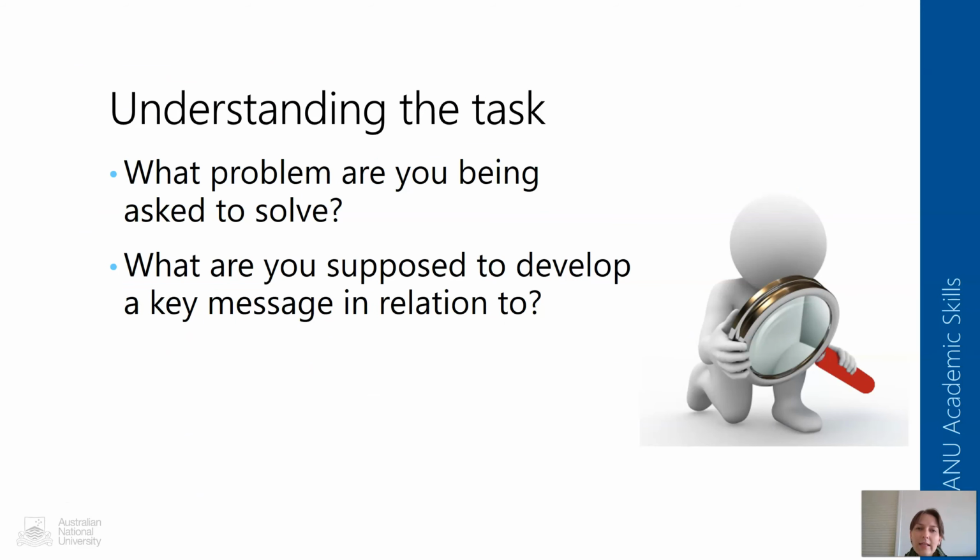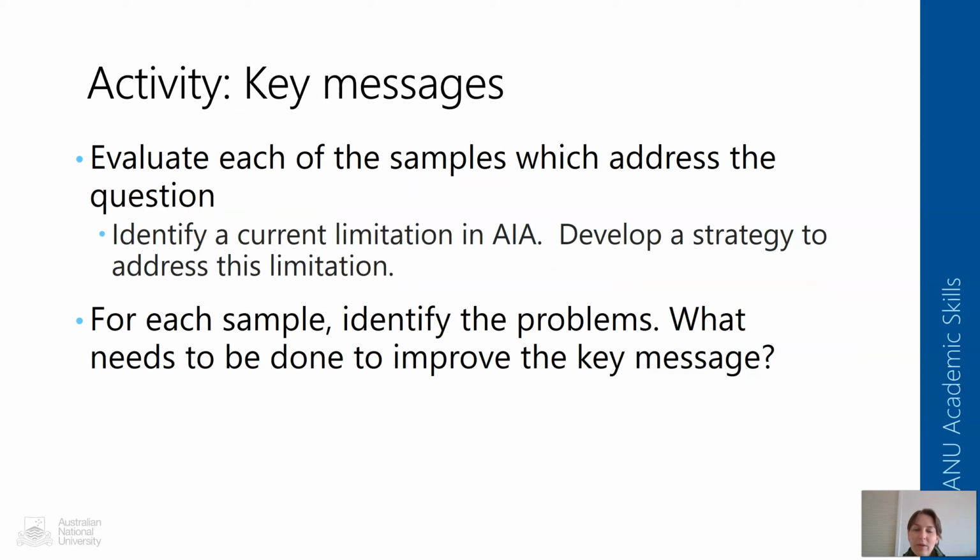Now, the key thing is that you really focus as a team on what's the main problem that you're being asked to solve, and what you are supposed to write about when it comes to your key message. It's important that every assignment has a key message. So with this report, you might think of putting your key message in the introduction as well as in your concluding sections. So let's have an example. The example that I have here is answering the question, identify a current limitation in AIA, develop a strategy to address that particular limitation. So we're going to use a real example. I've modified it a bit for these examples.